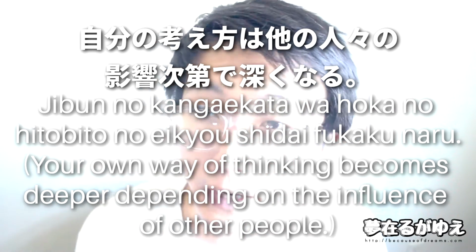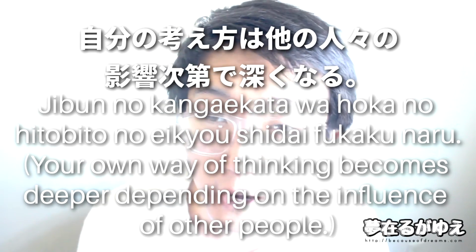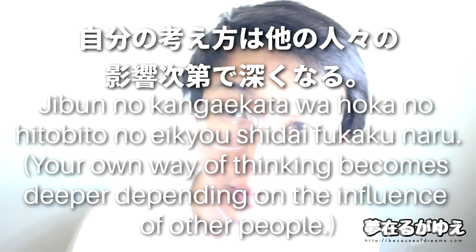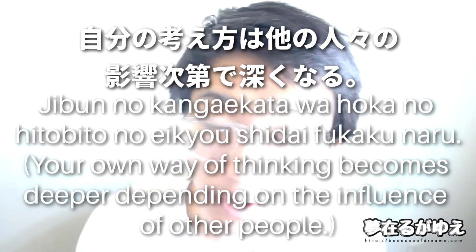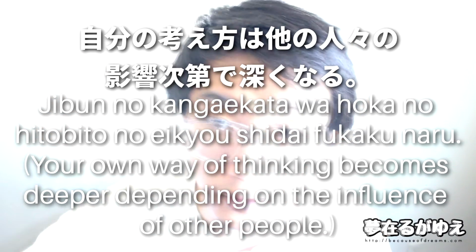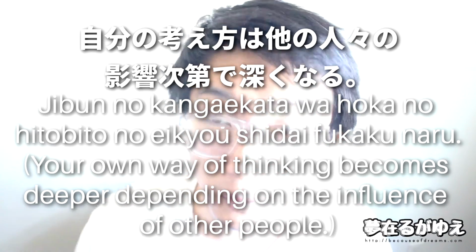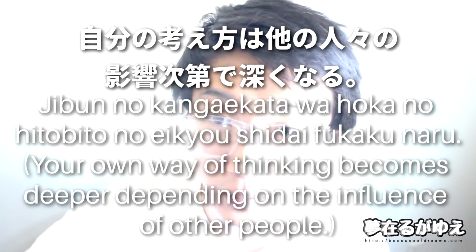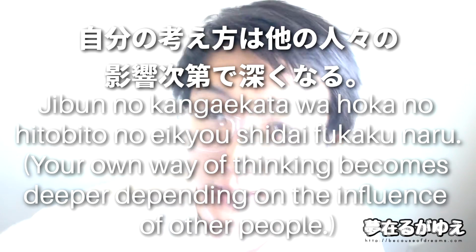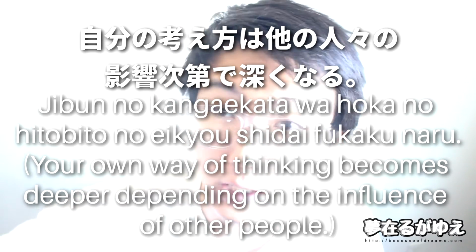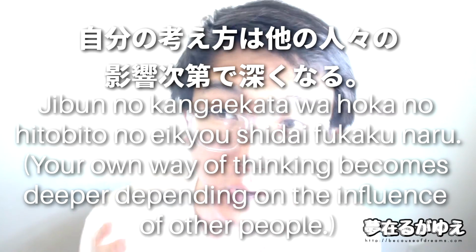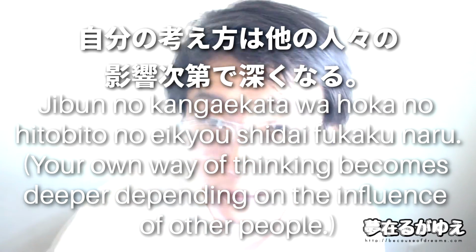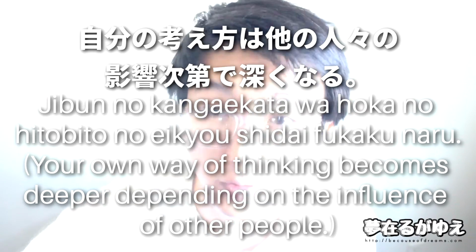Now we're going to use the grammar pattern, so we're going to provide our first noun, which is going to be hoka no hitobito no eikyo, and this is a double instance of the noun of a noun modification. So first up we have hoka, which means other. We have the particle no, then we have the word hitobito, which means people, so other people. Then we have the particle no again. This is the second instance of the noun of a noun modification. Then we have eikyo, which translates to influence. So altogether, hoka no hitobito no eikyo is the influence of other people or other people's influence.